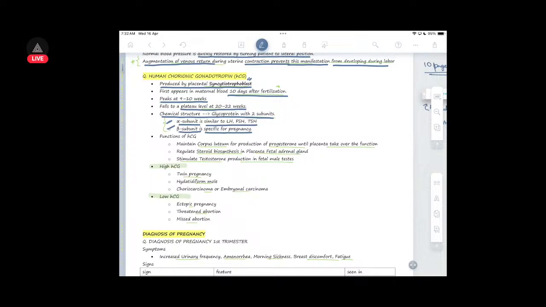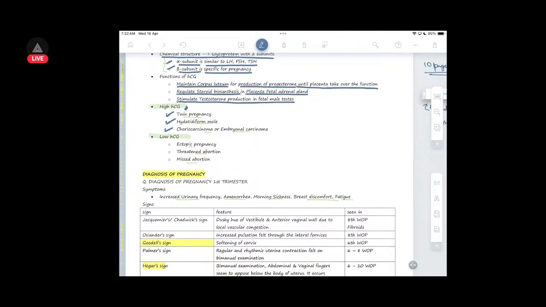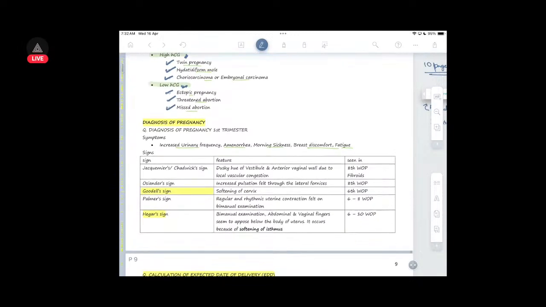Functions of HCG, you have maintain the corpus luteum, production of progesterone until placenta takes over the function, regulate steroid biosynthesis in placental fetal adrenal gland, stimulate testosterone production in fetal male testes. High HCG is seen in twin pregnancy, hydatidiform mole, and choriocarcinoma or embryonal carcinoma. Low HCG is seen in ectopic pregnancy, threatened abortion, and missed abortion.